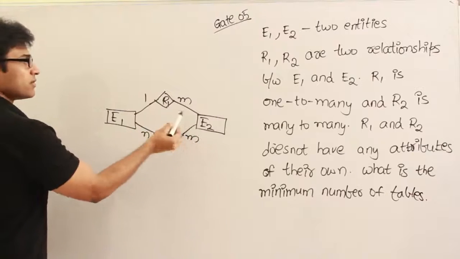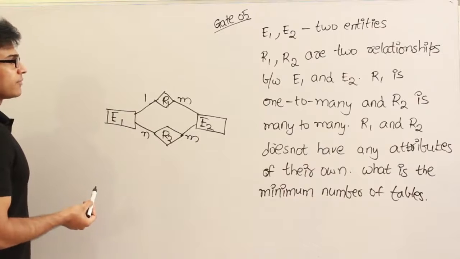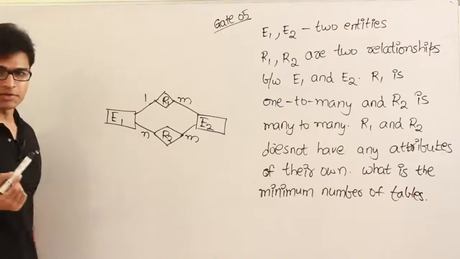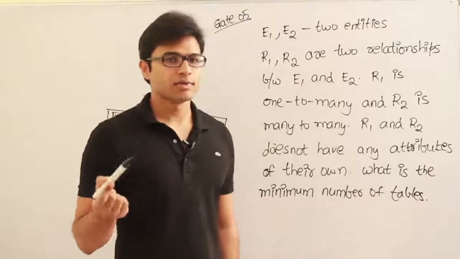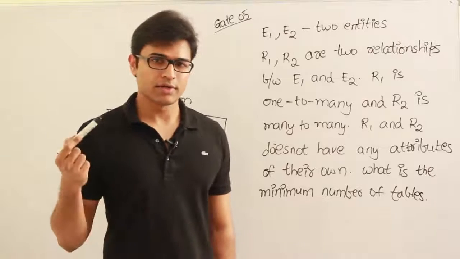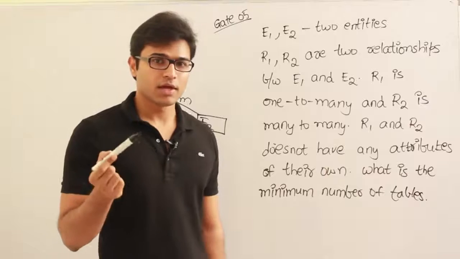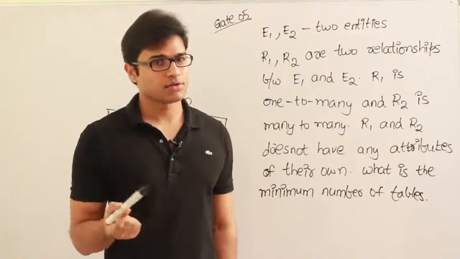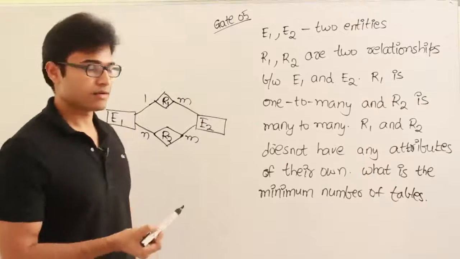It really doesn't matter which side you put M and which side you put 1, because they are not interested in the exact construction of the tables. They are just asking you how many tables will be required at minimum. If you are interested only in the number of tables, and not the exact table construction, then you need not worry about where you place the one side and where the many side is.